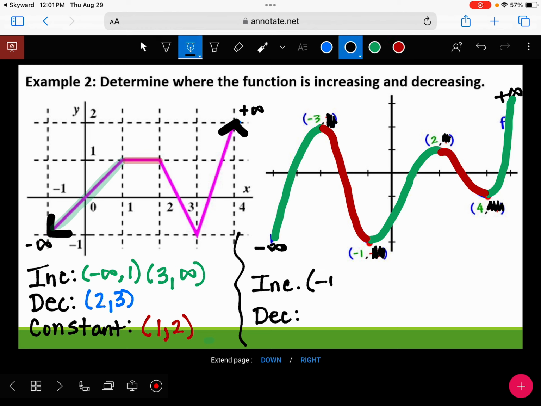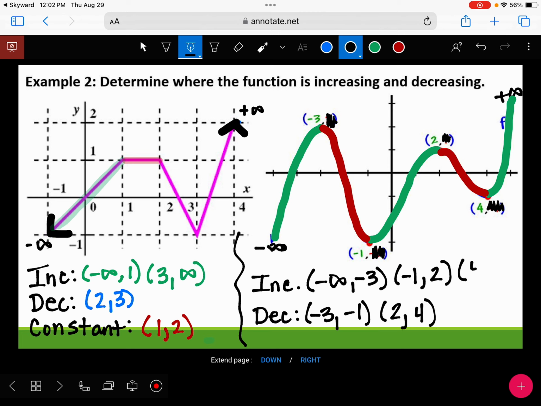So we start to increase initially at negative infinity and we stop at -3. Then at -3, it starts to go down, and it goes down between -3 and -1. Then at -1, it goes back up, and it stops going up when we get to +2. At +2, it goes down again till we get to 4. And then my last one is an increasing interval from 4 to infinity.